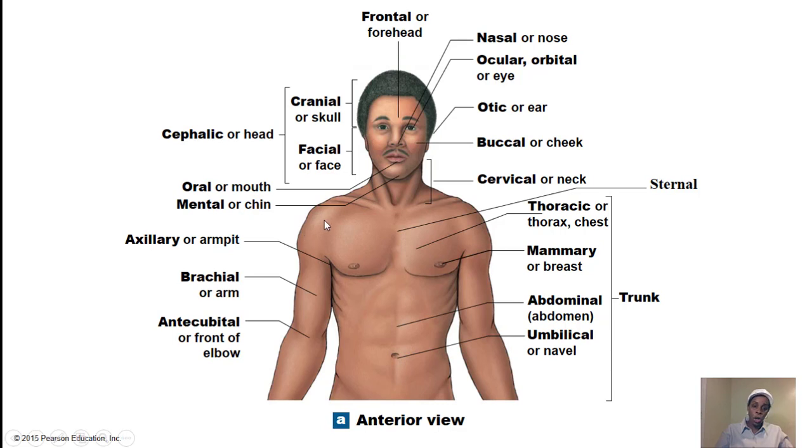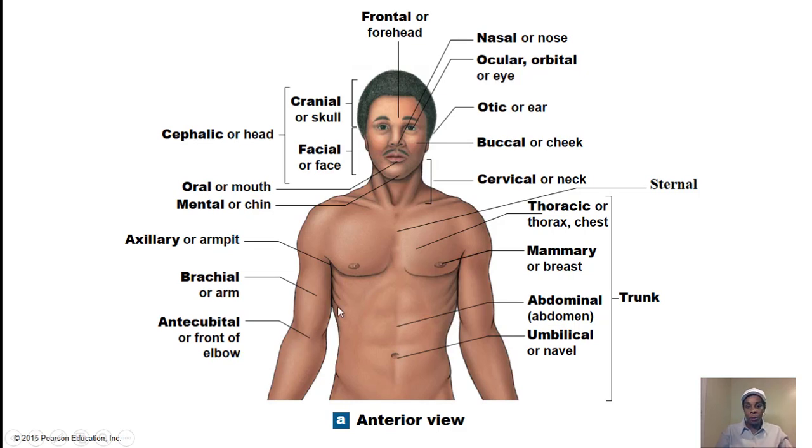Then when you come to the arm, the shoulder will be acromial. The armpit, axillary. The arm, brachial. The front of the elbow, antecubital. Now, the forearm will be antebrachial.